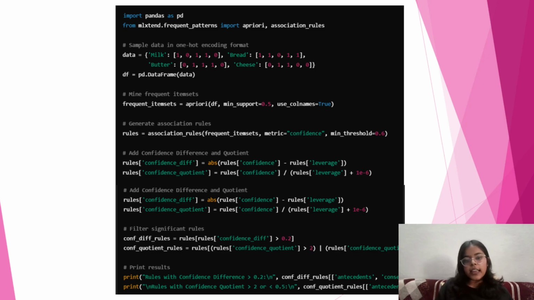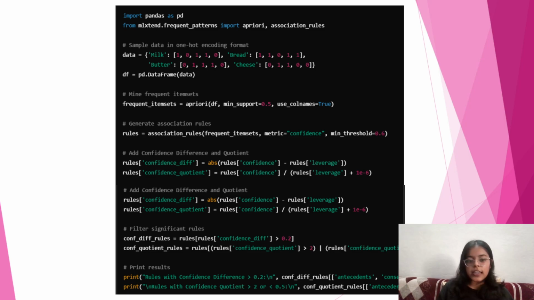Now for the second technique, we are applying the confidence difference criteria. Here, the difference criteria checks how much stronger rule A to B is compared to the reverse B to A. It means whether the customer is purchasing bread first or butter first. So we calculate this difference with these two lines: rules confidence difference is equal to abs of rules confidence minus rules leverage. Then write that and make the criteria of it more than 0.2.